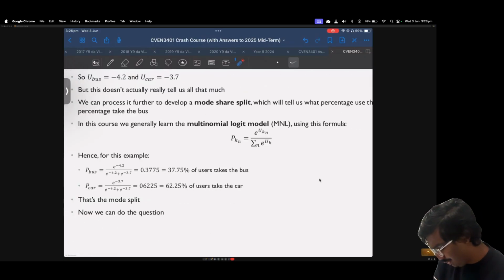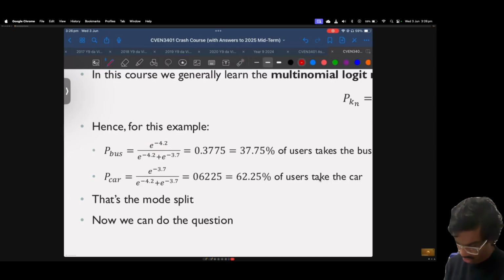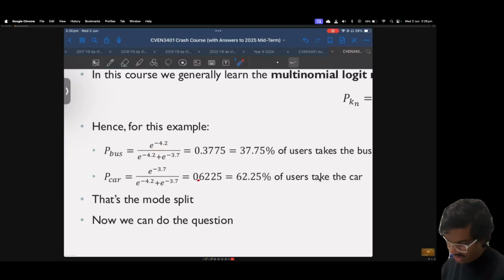For example, in this case, the mode share of the bus is e to the minus 4.2 over e to the minus 4.2 plus e to the minus 3.7. And for the car, it's e to the minus 3.7 over e to the minus 4.2 plus e to the minus 3.7. It's meant to be a dot there, sorry. Which equals, in this case, 37.75%, and in this case, 62.25%. And that is the mode split.